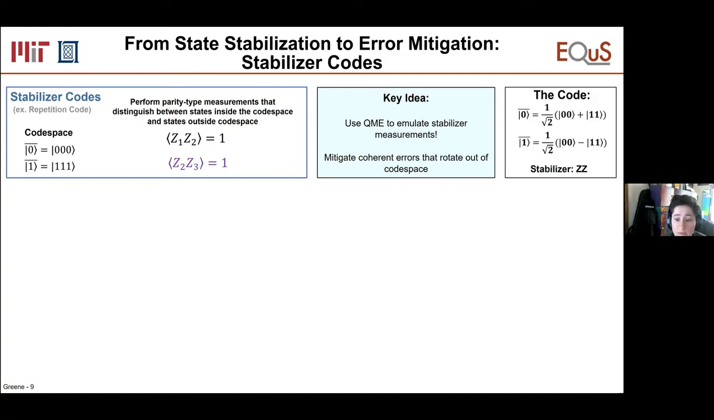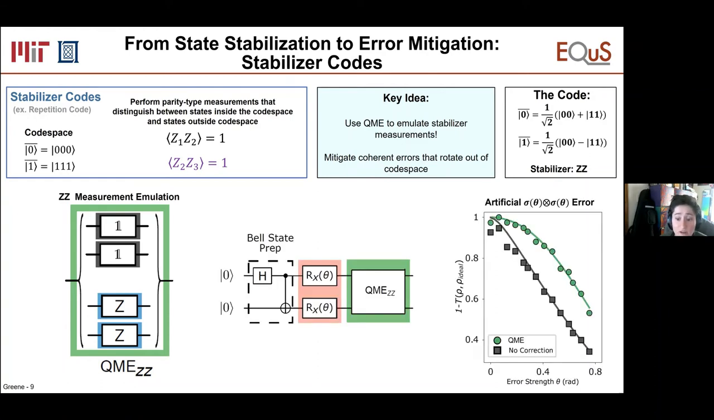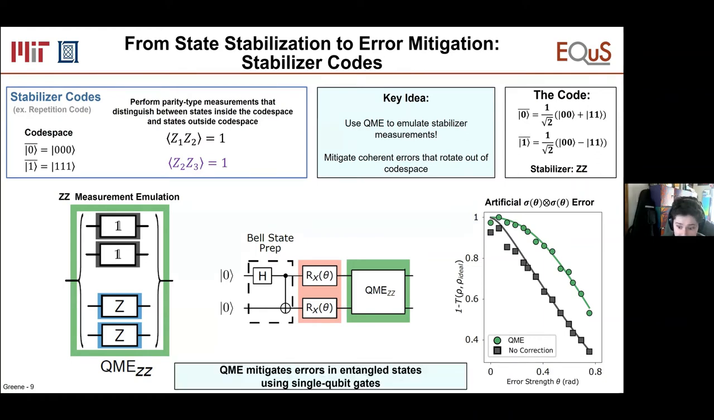And I'm going to show you some demonstrations with a simple Bell state-based code stabilized by ZZ. Emulating the ZZ measurement is no more complicated than emulating a single qubit measurement. With probability half, we'll apply an identity gate to both qubits, and with probability half a Z gate to both. And if we do the same thing we did on the last slide, where we prepare an initial logical state and then apply some coherent error intentionally, here specifically I'm applying an RZ tensor RZ error, we can look at the effect of QME versus error strength for that coherent error that rotates out of the code space. And we see that, again, we've achieved a first order insensitivity to the coherent error. We're able to mitigate errors in entangled states using single qubit gates.